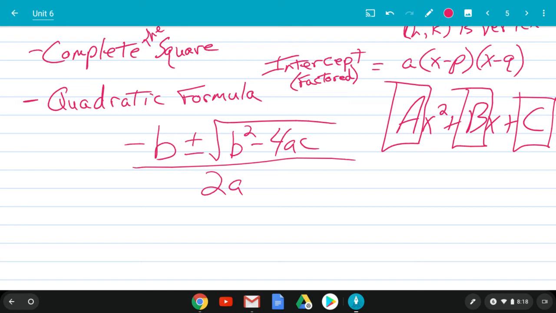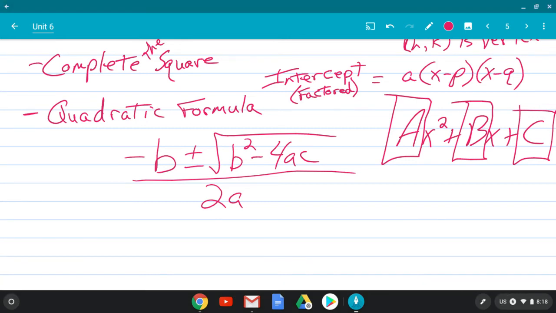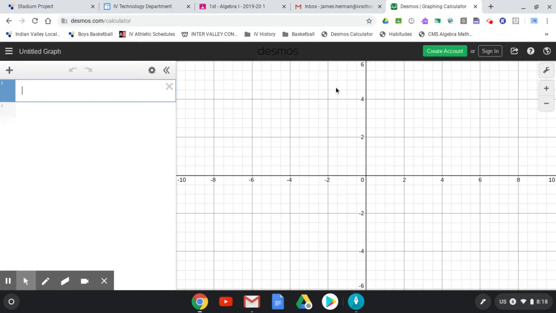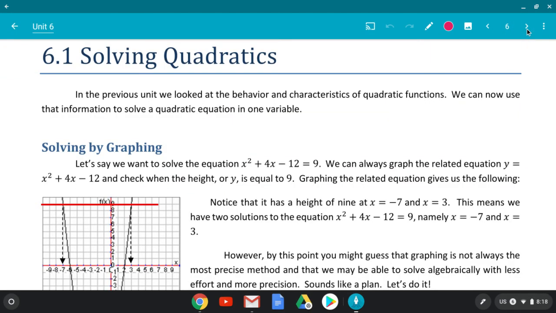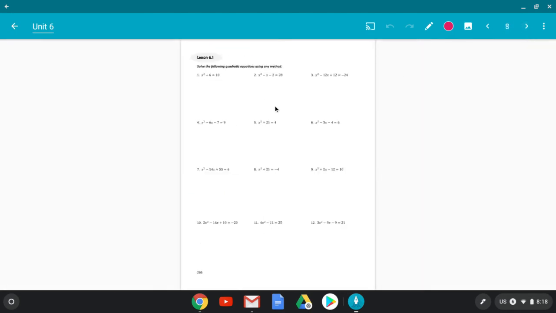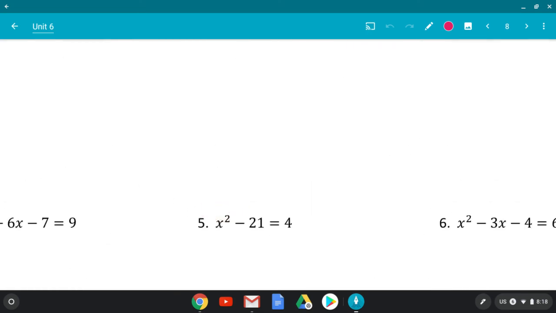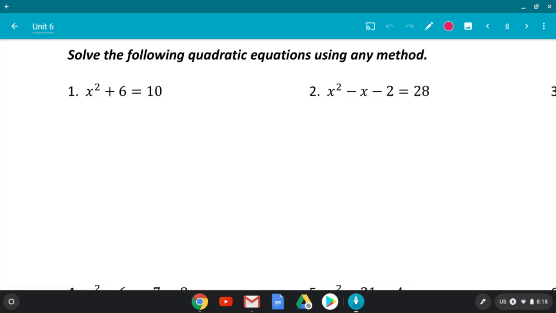I will tell you that this chapter is going to be very fast, and here's why. Let's look at a problem. Let's do number 1 together. Now, I'm actually only going to do one problem for you today, and then you're going to be on your own. So pay attention. I'm going to do one problem for you, and that's it.